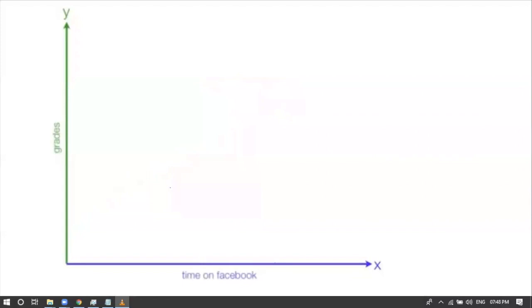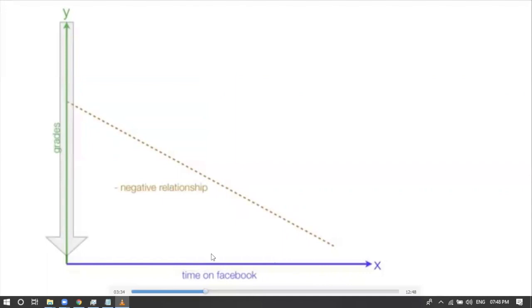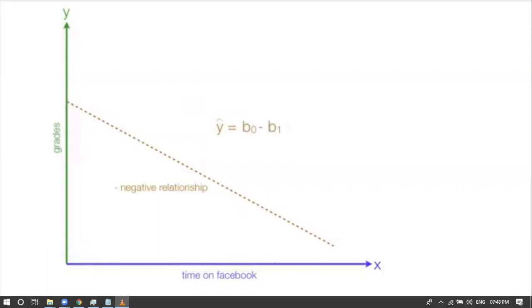Now, let's take one more condition. The more the time on Facebook, the lower the grades you'll get. This is also a hypothetical situation. It's not always true, but let's consider that the more time you spend on social media, the lower your grades become. This is what you call a negative relationship. In this situation, your equation will be y hat is equal to b naught minus b1 x. b naught will be the same intercept as in the last condition, but the difference here is minus b1 x.